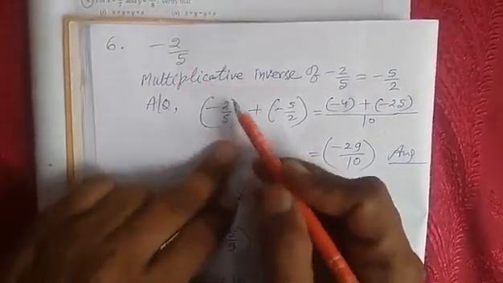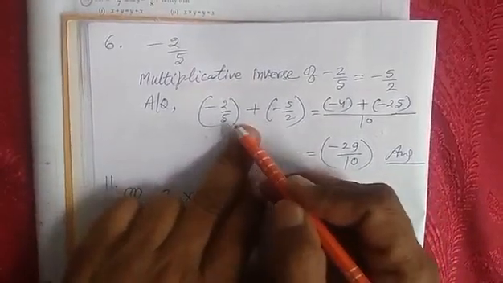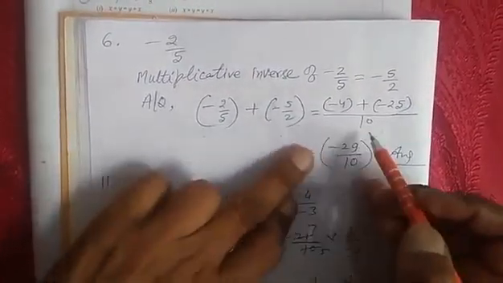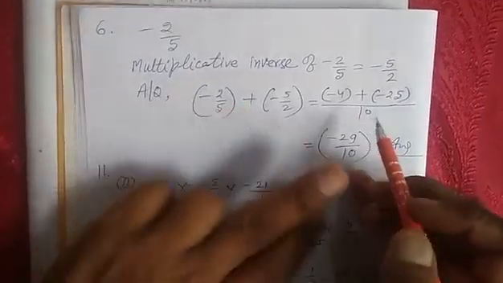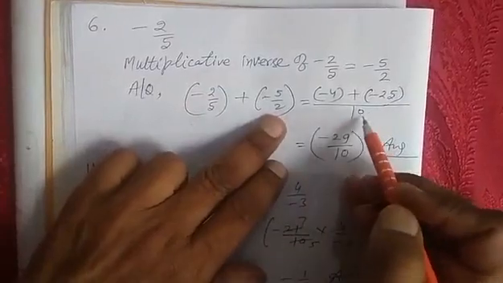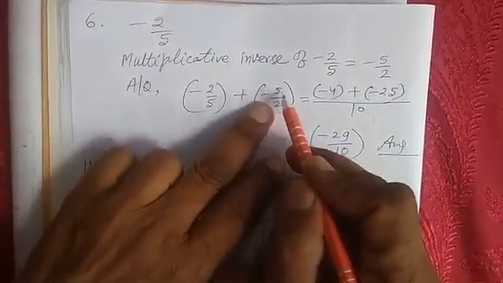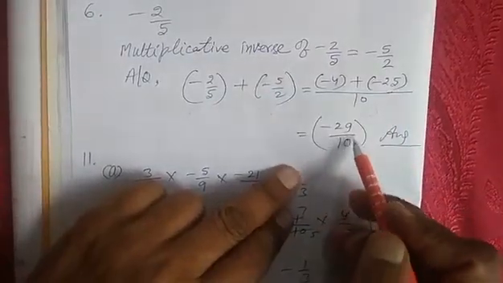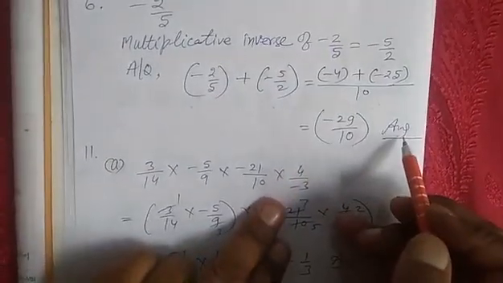The given rational number is minus 2 upon 5 and its multiplicative inverse is minus 5 by 2. The LCM of 5 and 2 is 10. 5 2s are 10 and 2 2s are 4, so minus 4, plus 2 5s are 10 and 5 5s are 25, minus 25, is equal to minus 29 by 10. This is the answer.